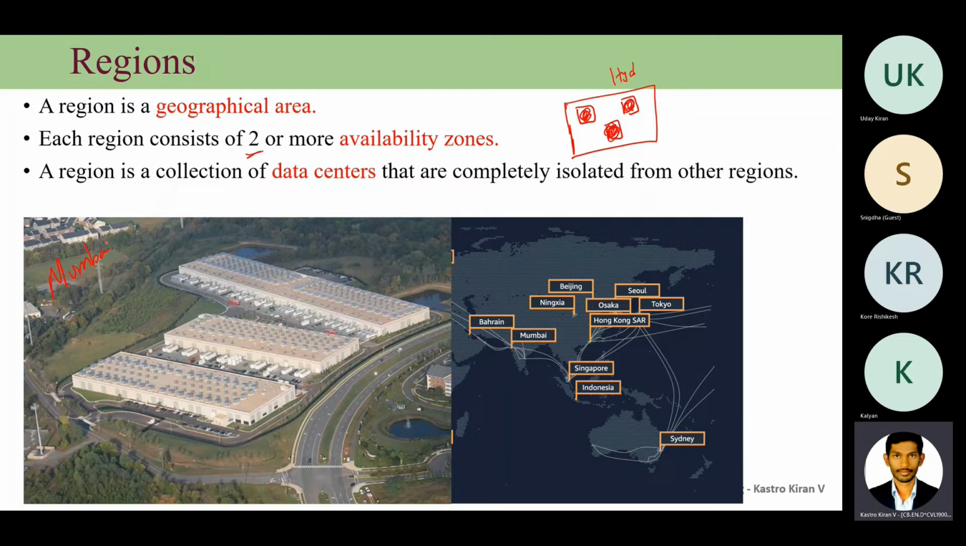Now, in a region, I said we need at least 2 availability zones, but as far as Mumbai is concerned, we have 3 availability zones. What is an availability zone? Whatever buildings you are seeing, this is one availability zone. Let's say this is availability zone 1. Inside the availability zone, there will be data centers. These buildings are data centers: DC1, DC2, and DC3.